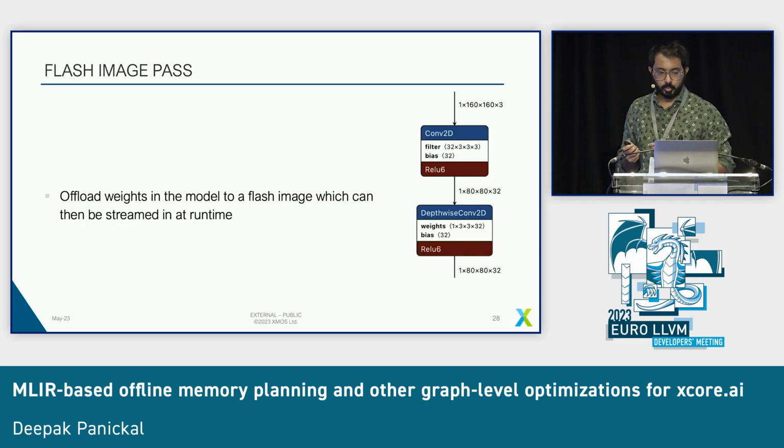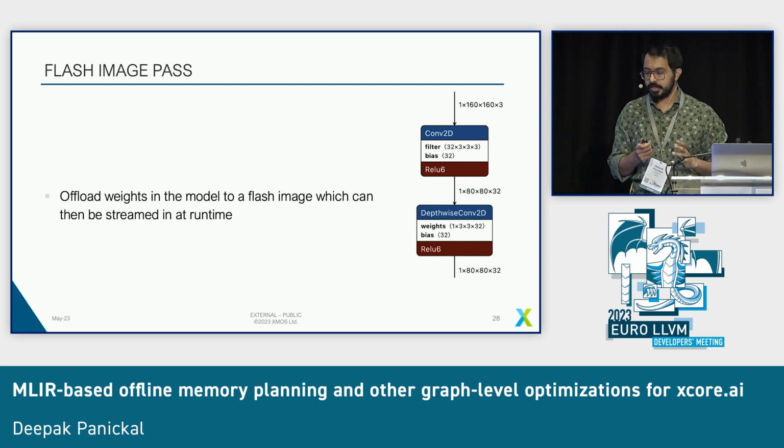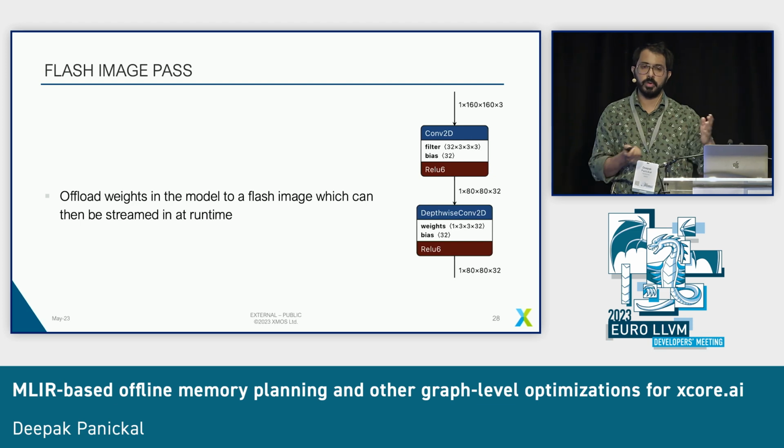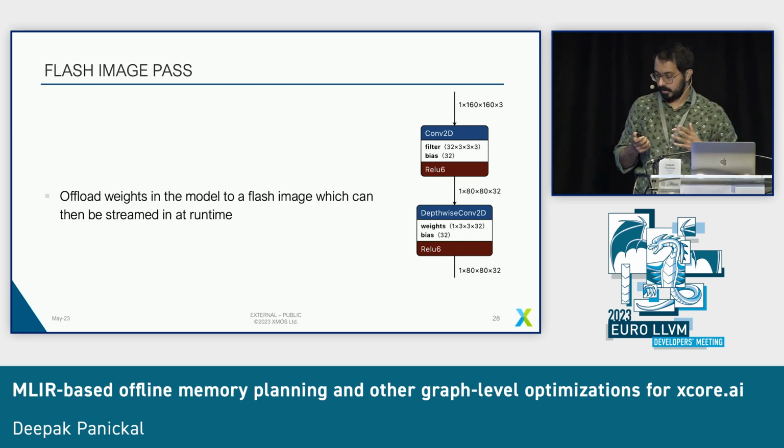So what does this pass do, right? We offload weights in the model to a flash image. The idea is quite simple. We have constants in the model, and we want to move them out of the model and put them in a flash image, which we can then stream in at runtime.